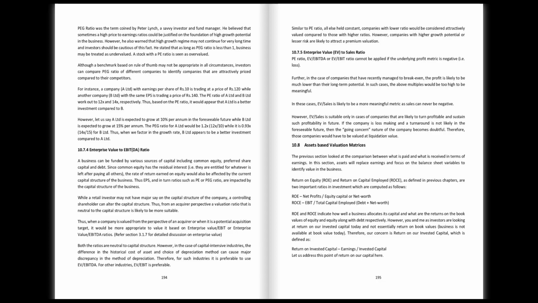Thus, based on the PE ratio, it would appear that A Limited is a better investment compared to B. However, let us say A Limited is expected to grow at 10% per annum in the foreseeable future, while B Limited is expected to grow at 15% per annum. The PEG ratio for A Limited would be 1.2x, 12x divided by 10, while it is 0.93x, 14x divided by 15 for B Limited. Thus, when we factor in the growth rate, B Limited appears to be a better investment compared to A Limited. Enterprise value to EBITDA ratio.